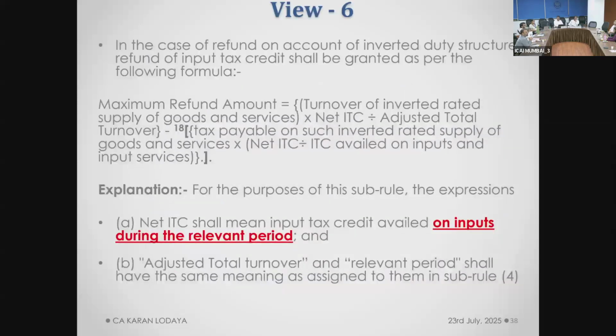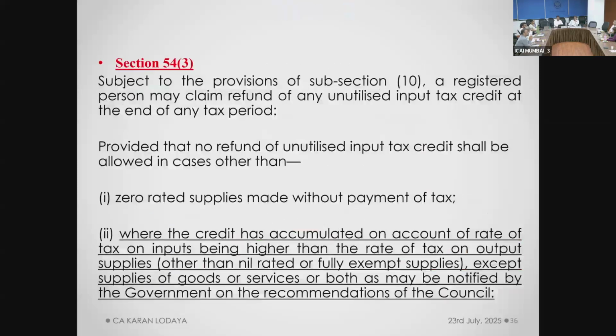So this circular, sir, I agree that it should be the same date. Where is it written in the law, sir? Same day, same month. Sir, if you read the plain reading of 54.3, where credit has been accumulated on account of rate of tax on inputs being higher than rate of tax on output supplies, except the supplies that are nil rated. So rate of tax of inputs being higher than rate of tax on output supplies.